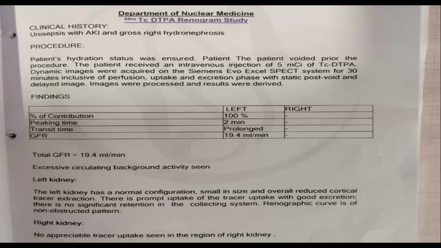After placing the DJ stent, how many days will you wait? When are you going to decide to place the PCN? On what clinical and radiological investigation will you decide after doing the DJ? Ultrasonography, I would like to do ultrasonography. If there is persistent hydronephrosis and pyonephrosis is present, then I would like to go for the PCN placement, sir.